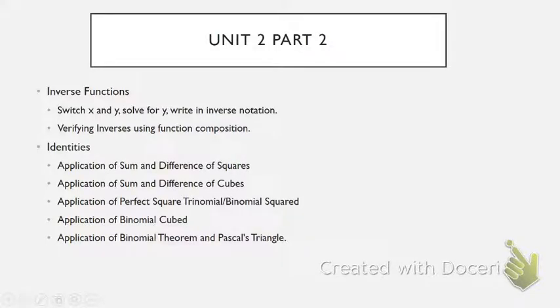Hey, Unit 2, Part 2. You know you're excited to learn this one, okay? Inverse functions and identities. All right?